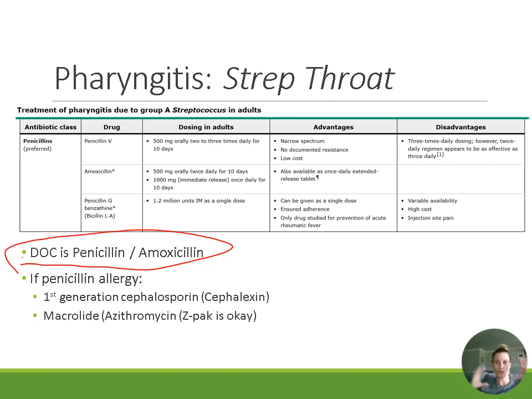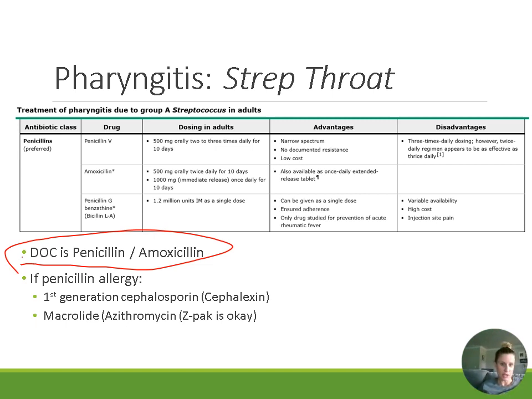So the group of antibiotics that we typically recommend are the penicillins. Either penicillin or amoxicillin are okay. Amoxicillin is generally preferred because it's easier dosing. Penicillin has to be taken more frequently. Also, if you're treating children, amoxicillin tastes way better in the liquid suspensions, so kids are more likely to take it without spitting it out. But penicillin or amoxicillin is recommended.